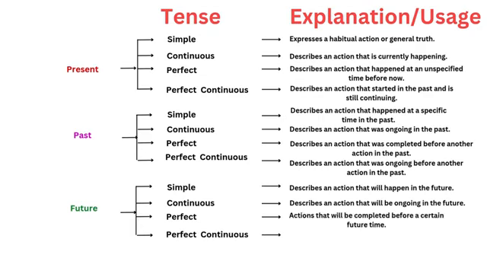Future perfect describes actions that will be completed before a certain future time, like, I will have eaten breakfast by the time you arrive. Future perfect continuous: like, they will have been playing soccer for 2 hours by the time the coach arrives.